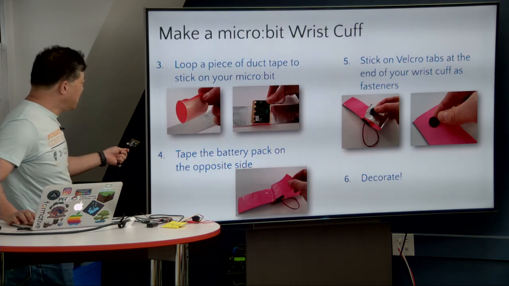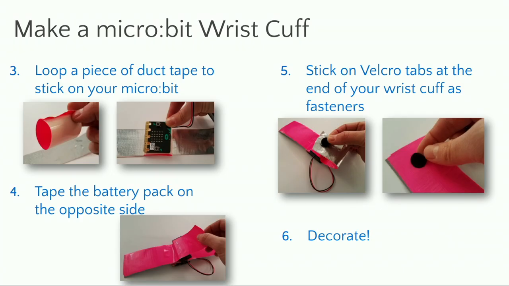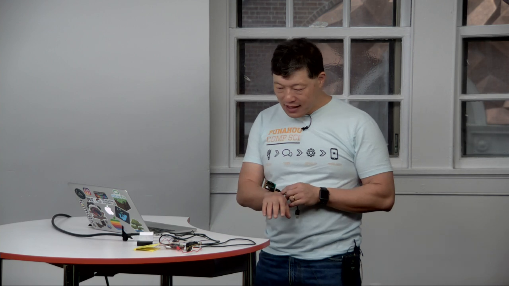And basically, you can use Velcro tabs, and you can actually create a wristband for the microbit. I had a student who was a baseball pitcher, and he actually programmed the microbit to be a pitch counter. As many times as he threw pitches in a session, every time it detected the acceleration of his arm, it counted that as one pitch. After throwing a bunch of times in a session, he could come back and it would show how many pitches he'd thrown.